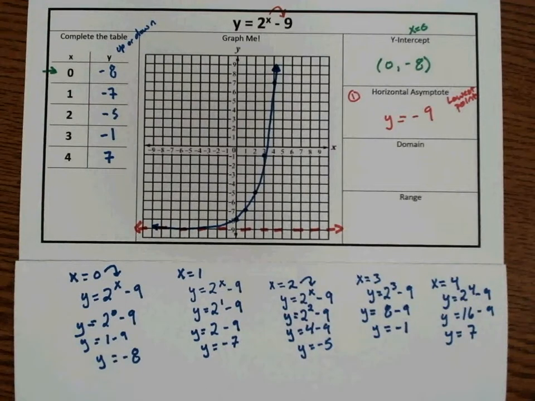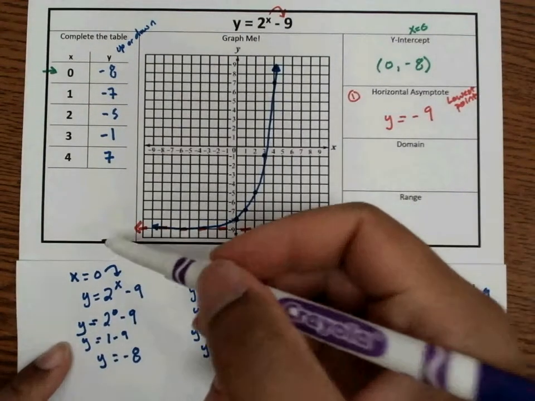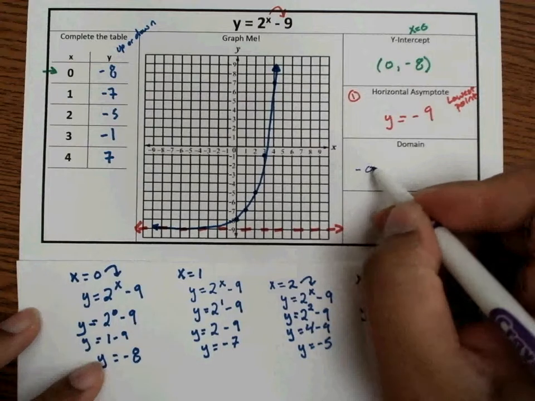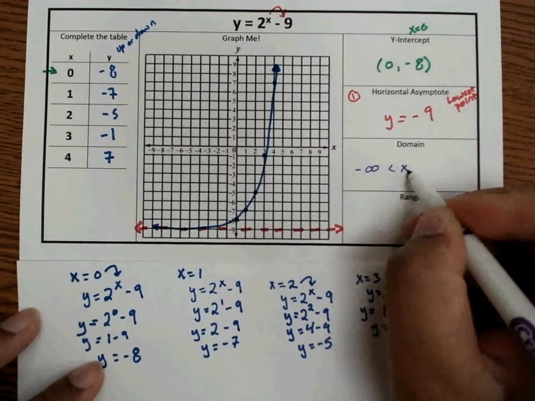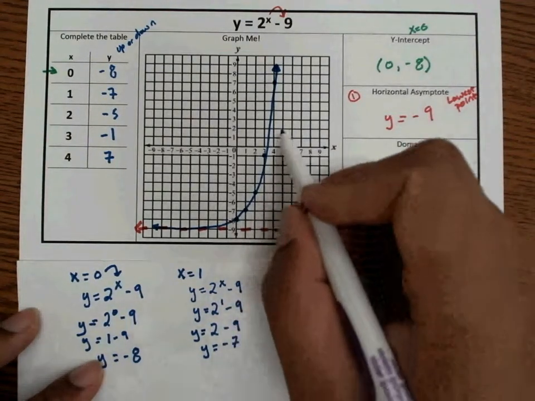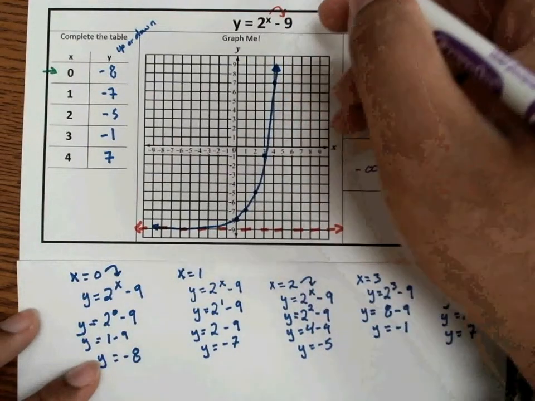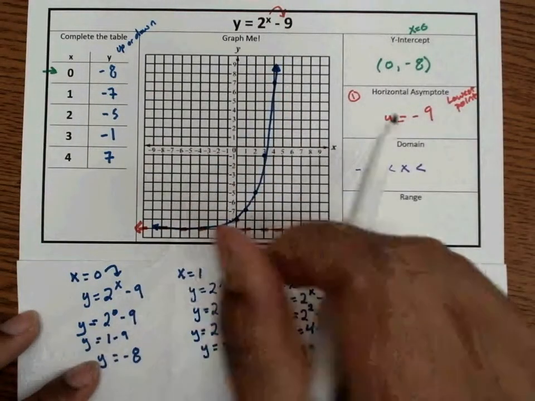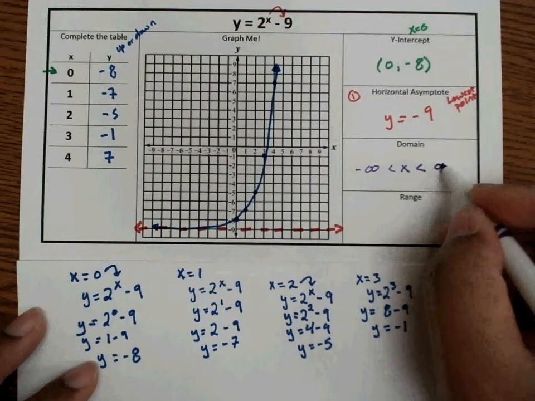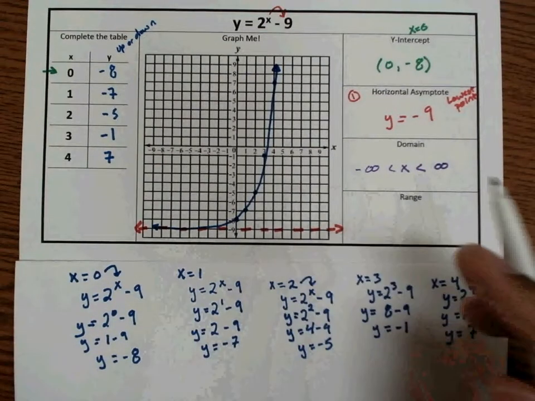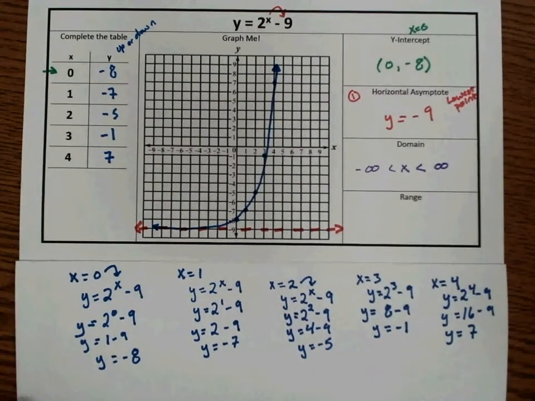The last part that we have to do is just fill out our domain and range. Hopefully you can tell that it goes on forever to the left. So it's -infinity less than x, less than, and it goes on forever to the right. I know it looks like it might be stopping, but it's actually going to keep on going in this direction. So it's infinity. Because no matter what x value you plug into x, you'll get a value.